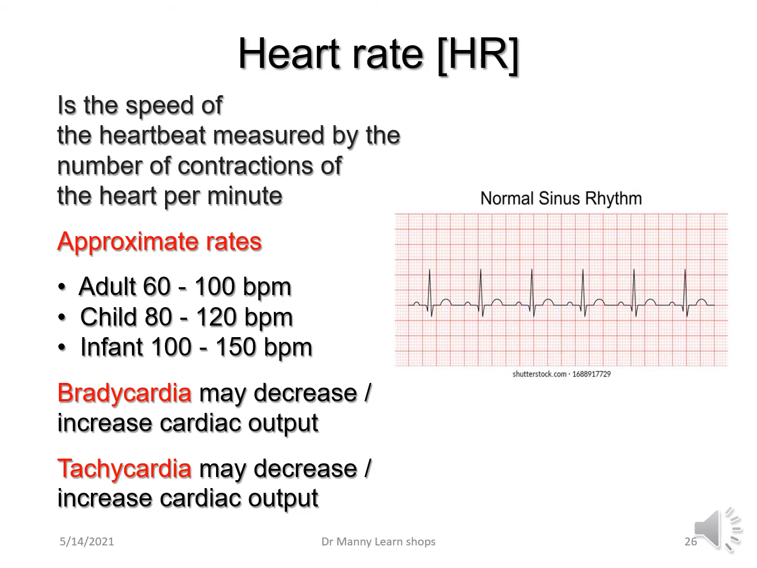So what's heart rate then? Heart rate is the speed of the heartbeat measured by the number of contractions of the heart per minute. Approximate rates, just approximate rates: adult 60 to 100 beats per minute, child 80 to 120 beats per minute, infant 100 to 150 beats per minute. Bradycardia may decrease or increase cardiac output, depends on what's caused it. Tachycardia may also decrease or increase cardiac output, depends on what's caused it. Abnormal situations decrease, normal situations may increase.